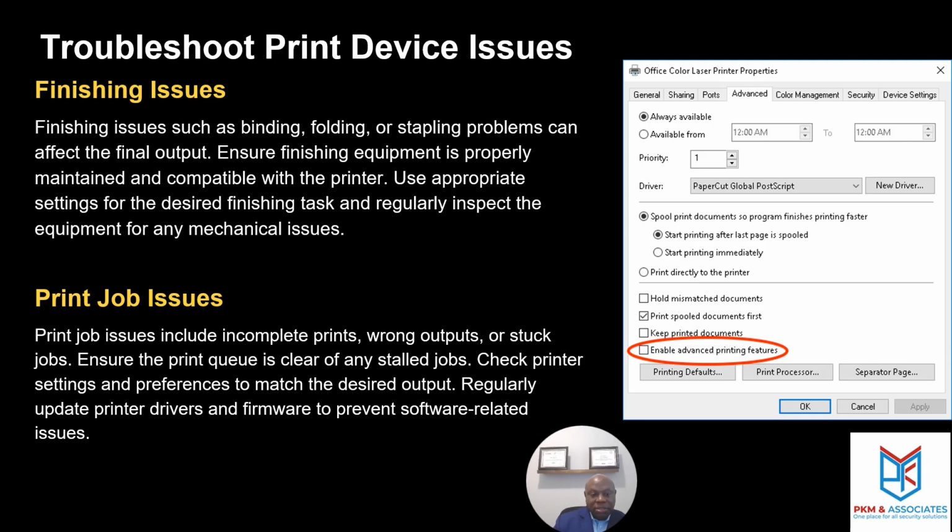Print job issues include incomplete prints, wrong outputs, or stuck jobs. Ensure that the printer queue is clear of any stalled jobs. Check printer settings and preferences to match the desired output. Regularly update printer drivers and firmware to prevent software related issues.